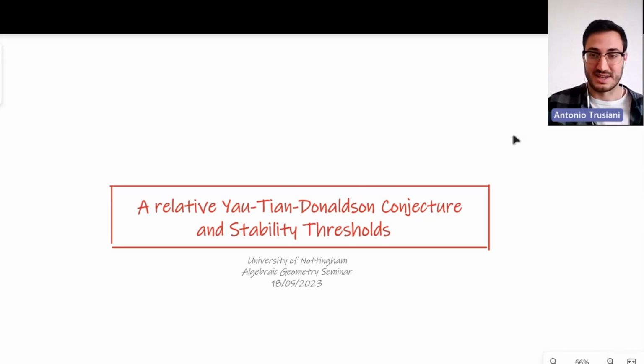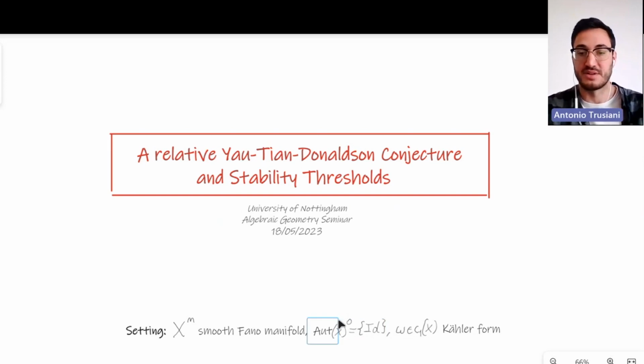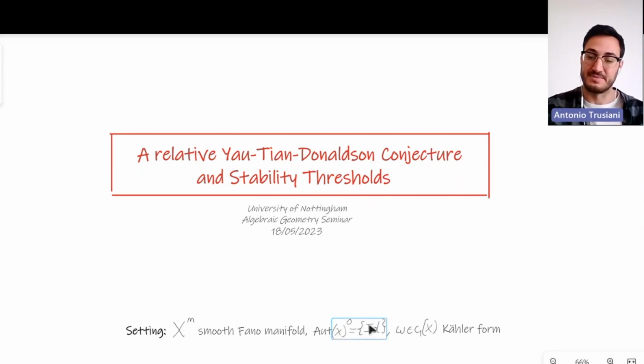Okay, so let's start with the setting. In all the talk, X will be a smooth Fano manifold of dimension n, and the automorphism group will be discrete, meaning that the connected component of the identity is trivial. This is sometimes a necessary request, but in many cases not necessary, but it will simplify some results.